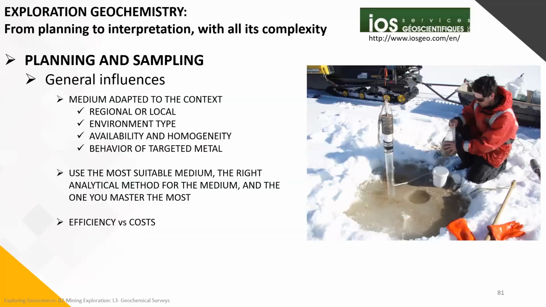So going through their methods, I just wanted to pinpoint some of the general things you have to be careful about when you plan any exploration geochemistry surveys. I'm going through mainly how to plan and interpret all these samples. First of all, the planning and sampling. What can influence the planning and sampling of our survey? As we've covered so far, we saw the medium adapted to the context. Everything is influenced by the regional or local scale, by the environmental type, the availability and homogeneity of the elements, and which is the targeted metal.